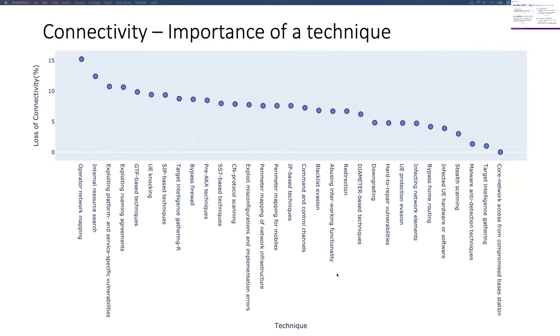And yeah, we also tried to indicate the importance of a technique using the loss of connectivity. So as you can imagine, if there is a higher percentage of loss of connectivity, it means that the technique is more used in the modeled attacks, and there are not so many ways to work around it. So after removing one node, what is the loss of connectivity? This is what the results show.